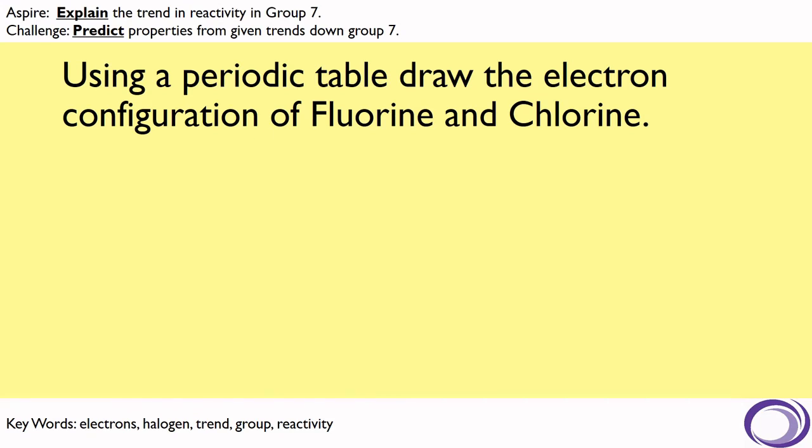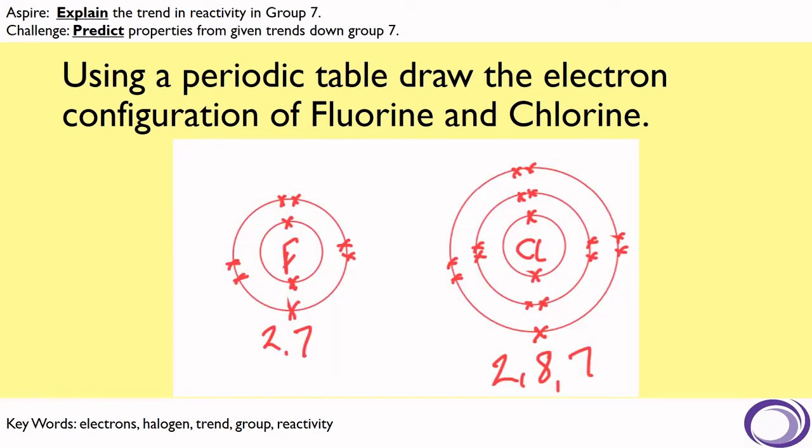You should have something that looks like this. Fluorine has got 9 electrons, 2 in the first shell and 7 in the second, and that is why it's in the second period of the periodic table. Chlorine has got 17 electrons, 2, then 8, then 7. And because they are in group 7, both of these elements have 7 electrons in their outer shell.